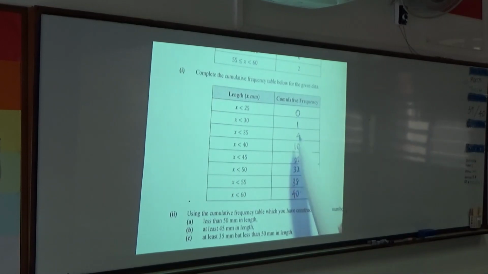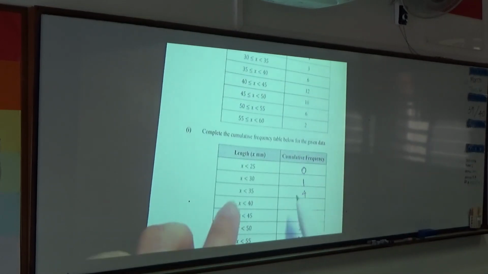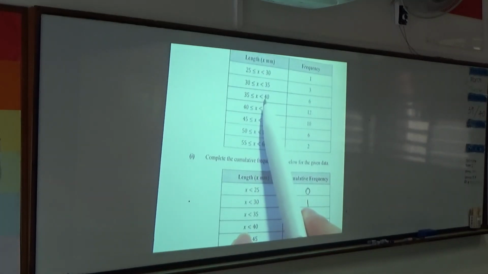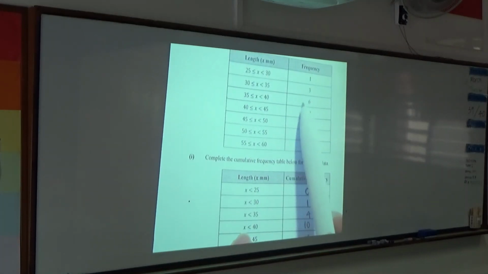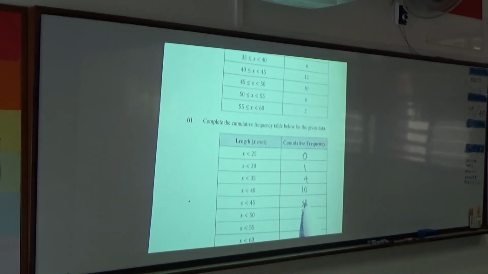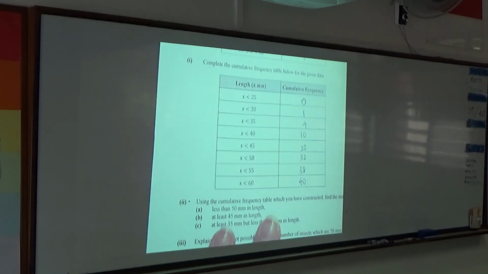So what we do is just add up. For example, x less than 40, looking at the frequency table, less than 40 means from 6, add 3, add 1. That's why we will have 10.